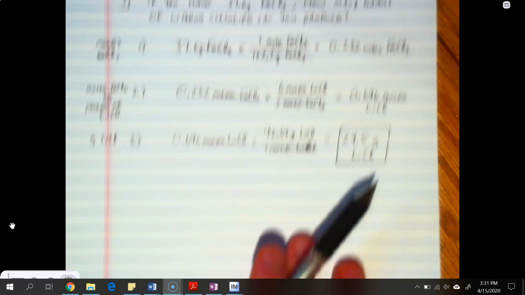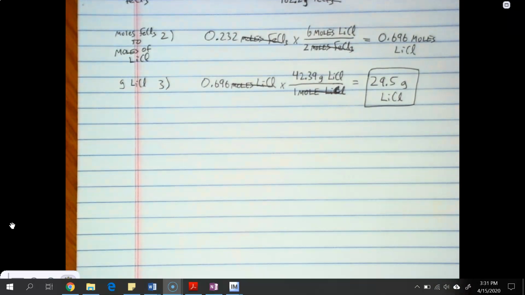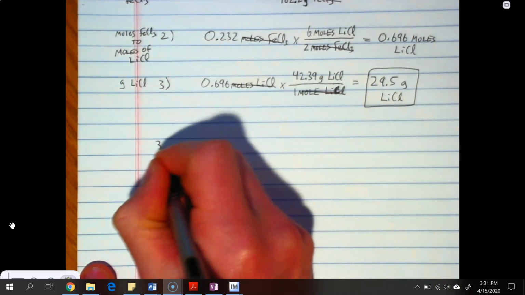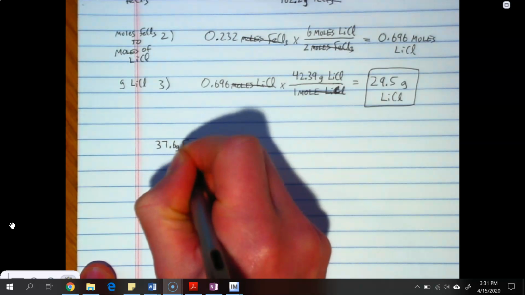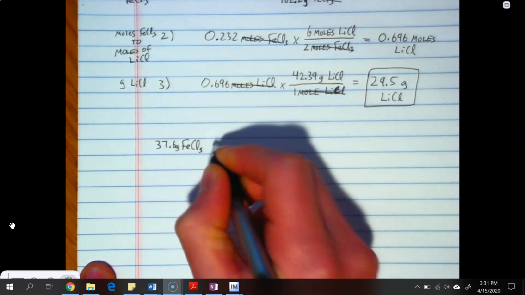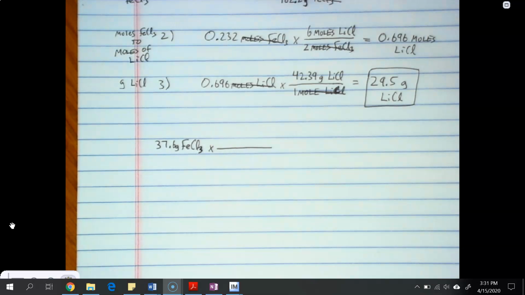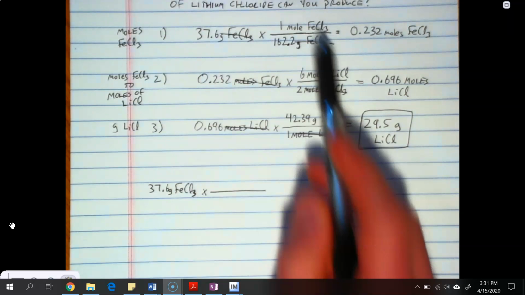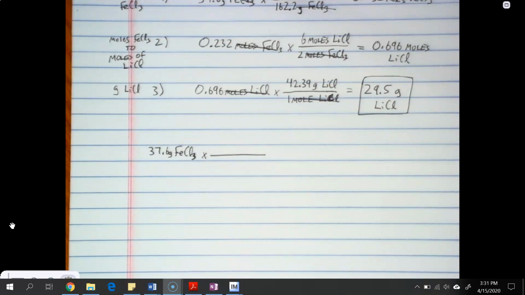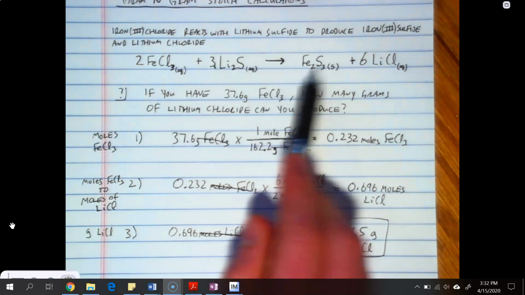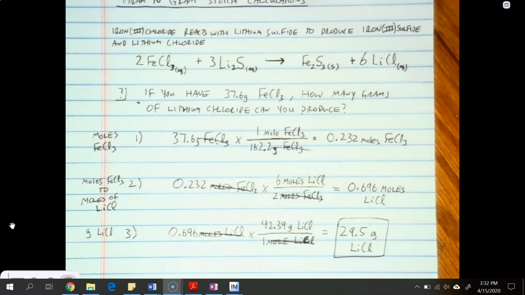Okay? So we're still going to start with our 37.6 grams of FeCl3. And I'm still going to do some stoichiometry. I'm still going to use a fraction here, right? Except this time I'm going to take all of these steps from above and turn them into one, okay? So if I get stuck, I know mole-to-mole ratios can get me between different compounds in a chemical equation.